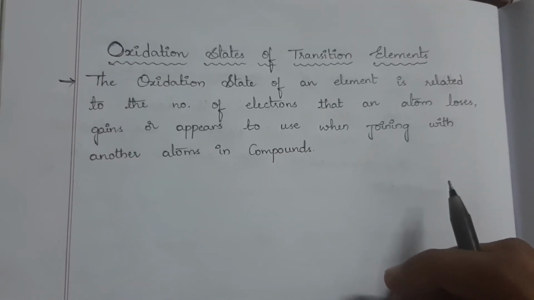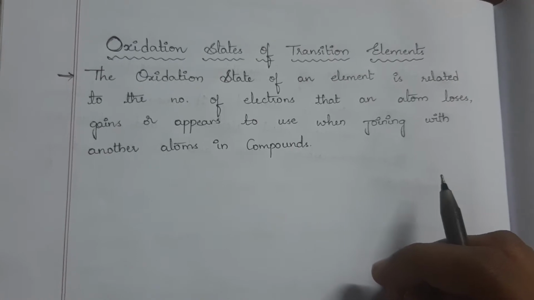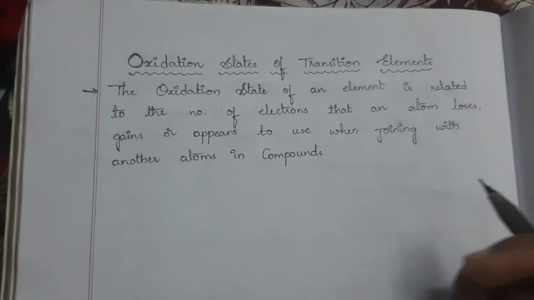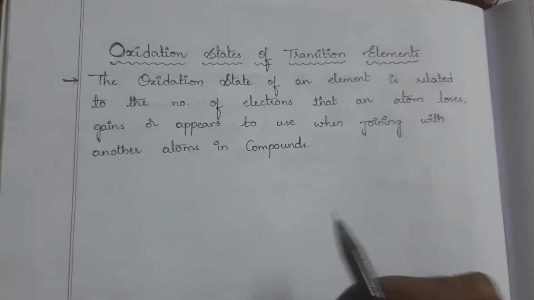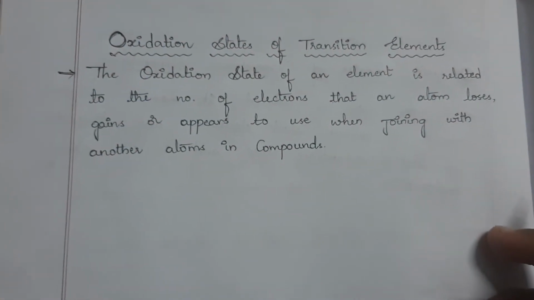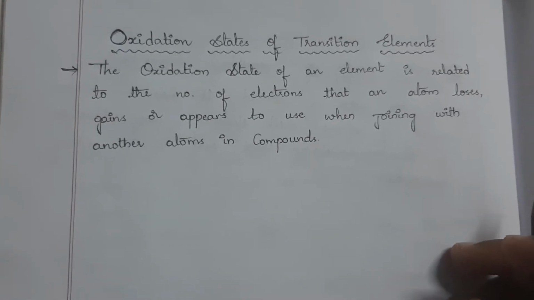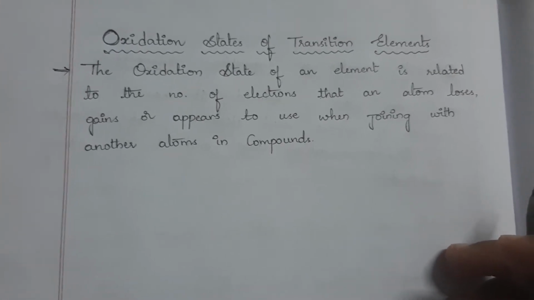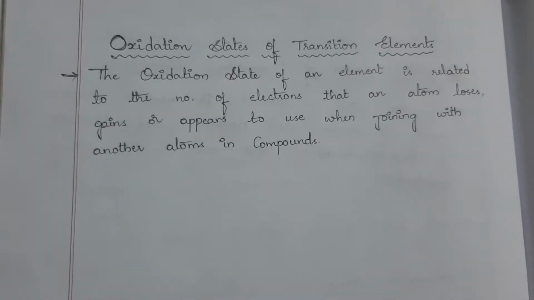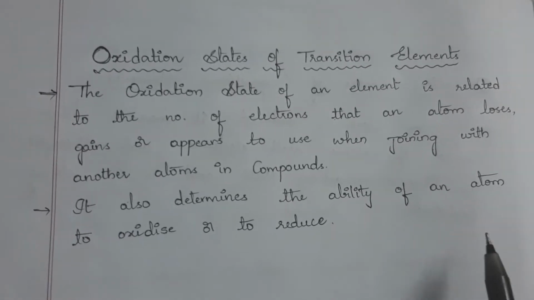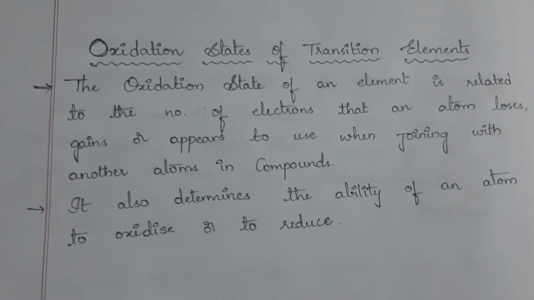So here in this video I am going to discuss oxidation states of transition elements. Firstly, the oxidation state of an element is related to the number of electrons that an atom loses, gains or appears to use when joining with other atoms in a compound. And it also determines the ability of an atom to oxidize or to reduce.